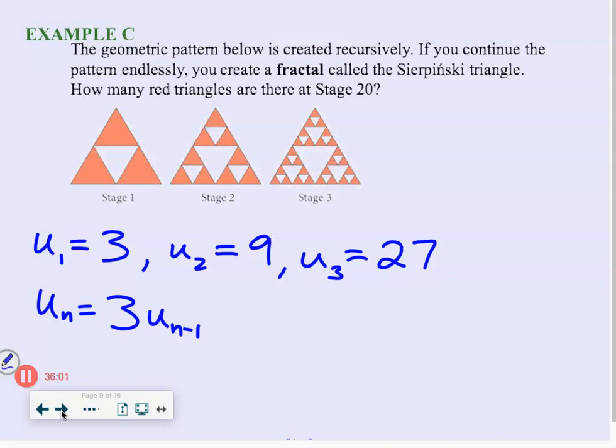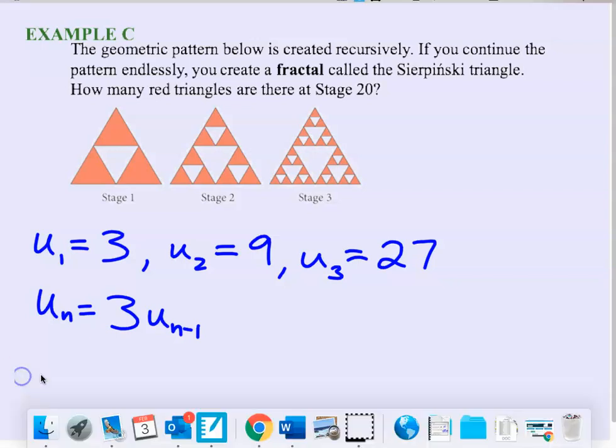All right, here's what I want you to do in your groups. I am going to give you a minute to figure out how many triangles are in the 20th stage of the Sierpinski triangle. Once you figure it out, I want you to send one member up to your whiteboard to write the answer. All right? You don't have to give me any work, just the answer.